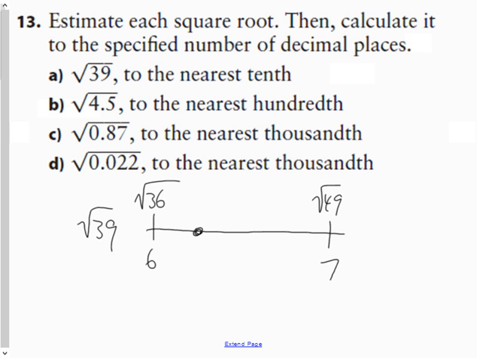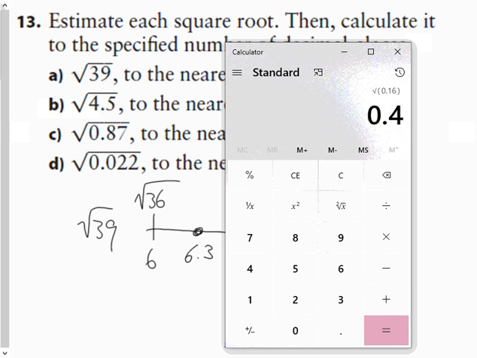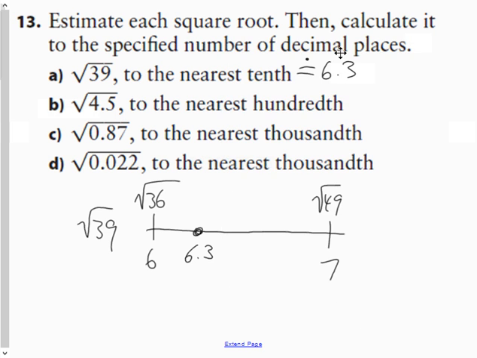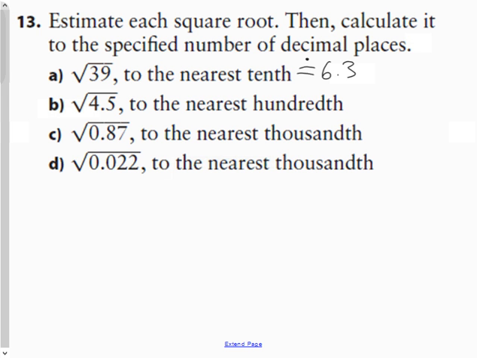I'm going to guess it's around here. So my estimation to the nearest tenth will be roughly 6.3, approximately 6.3. Now check it with a calculator. I'm probably off, but who knows? The square root of that is 6.2. So close, but you know what? That's close enough for me.